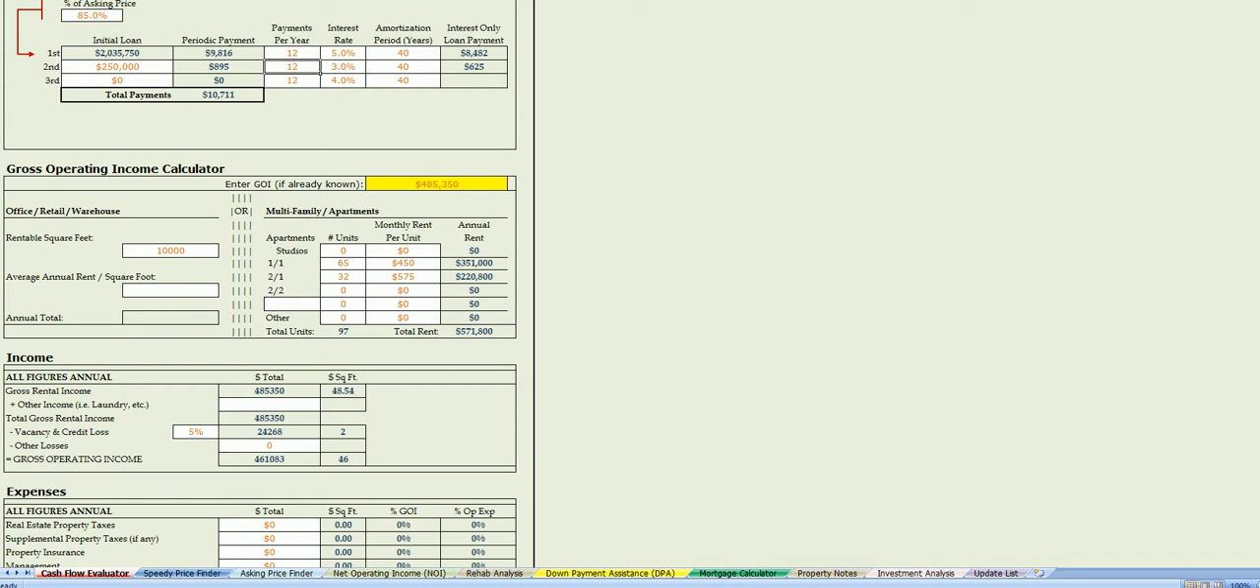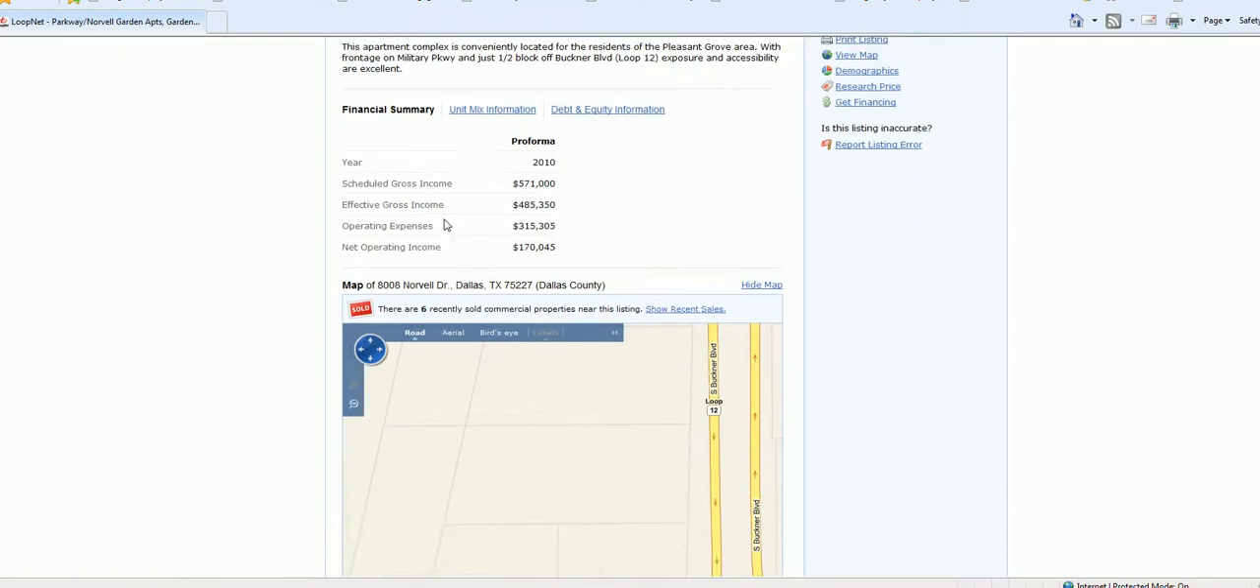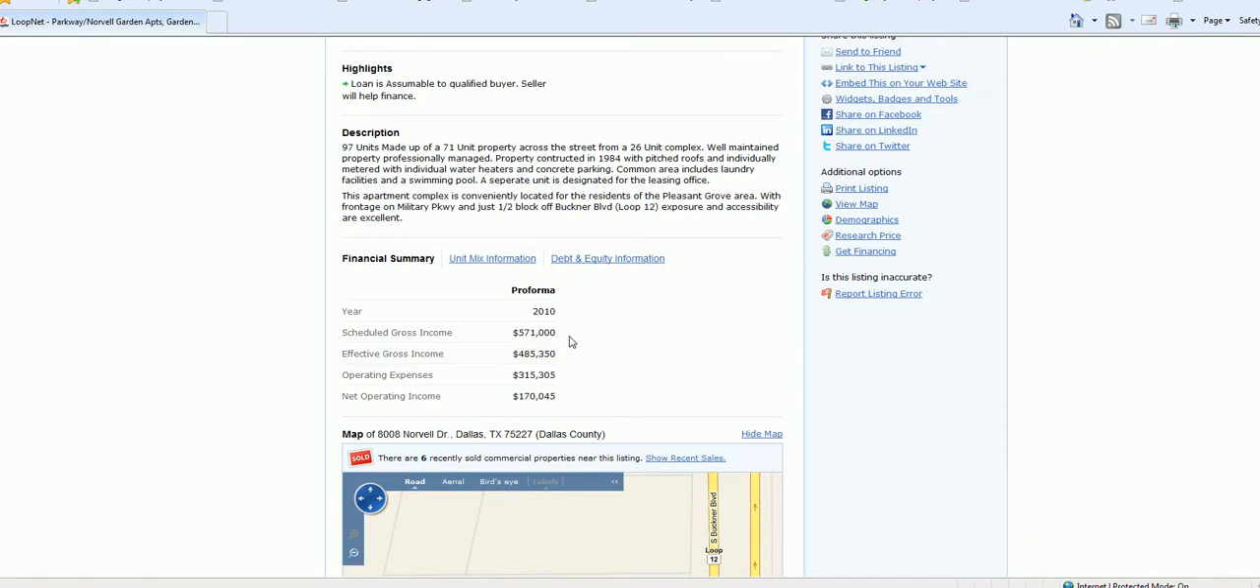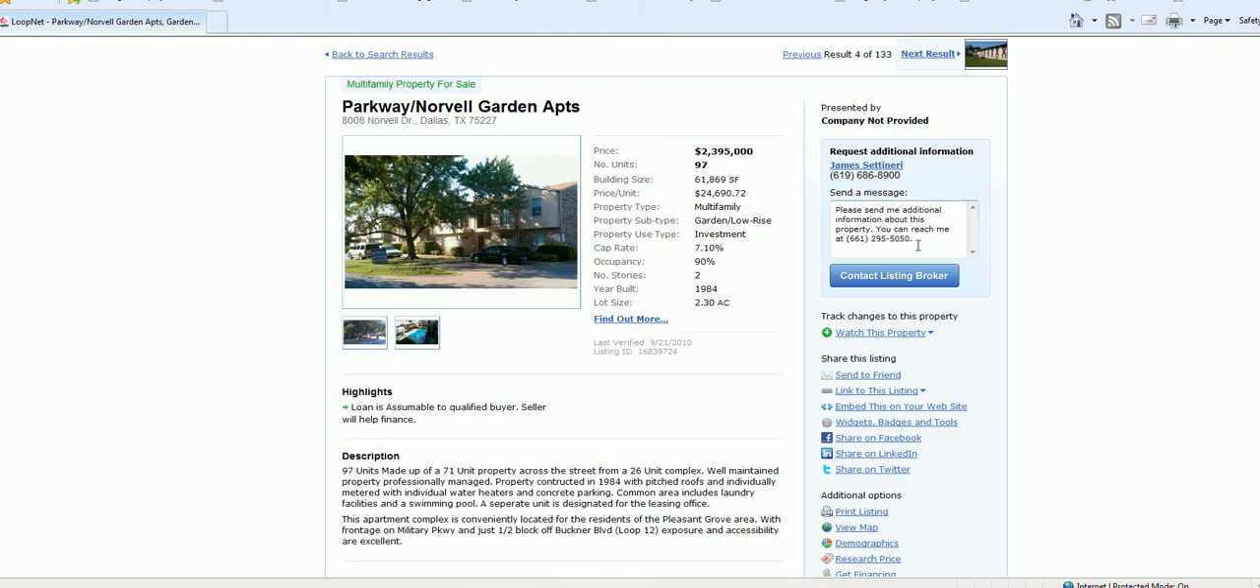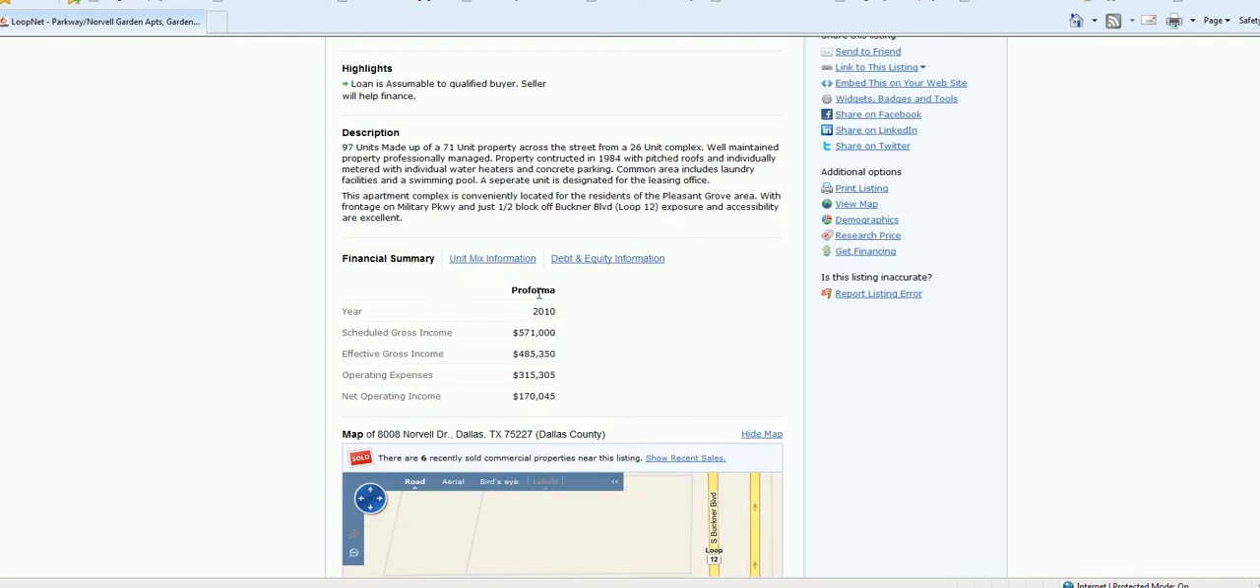This is the gross operating income, which is what you find here. And now when you're looking at this particular property or any property, you need the gross income, you need the operating expenses, and they have to be actual. This is a pro forma, which is not my preferred method. So basically you would go to this particular gentleman here and you would type in, please send actual income expense information. Thank you. And that's it. And then you basically click contact listing broker because you're looking for actual, you're not looking for pro forma.